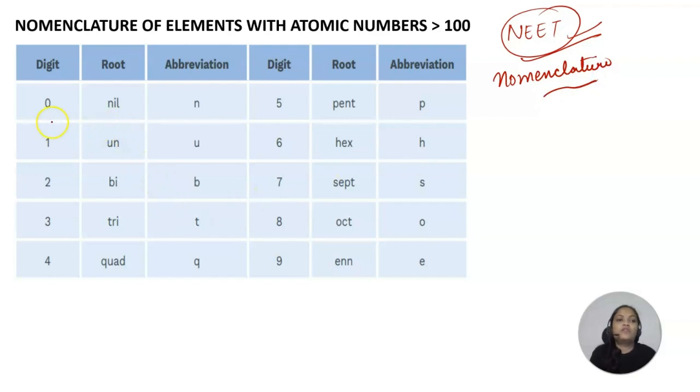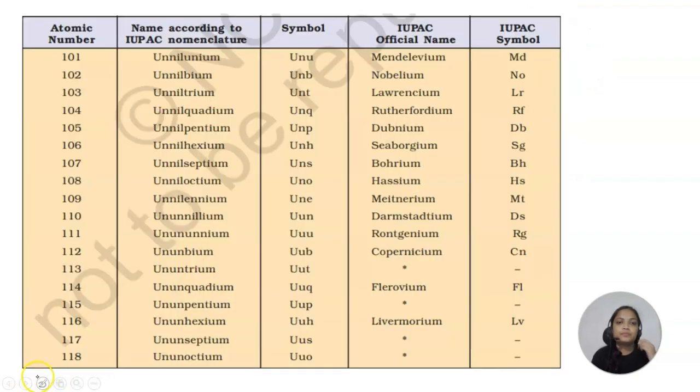So for digit 0, the word root will be nil, and for 1, un, bi, tri, quad, pent, hex, sept, oct, enn. So these are the word roots that we are using, and now how to use them. And at the end, IUPAC will write ium. For example, for 101, for 1 we use un, right? And for 0 we use nil. So un, nil, then again 1, then again un will be there, and ium at the end. So it will become unnilunium.